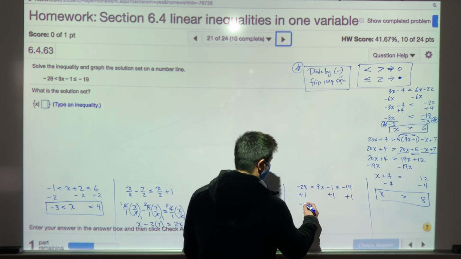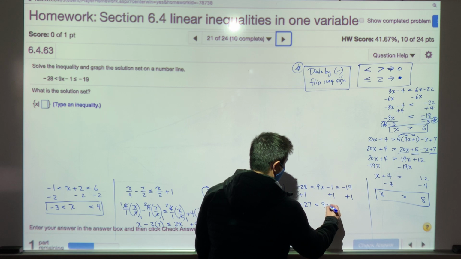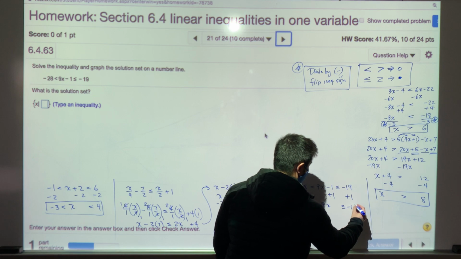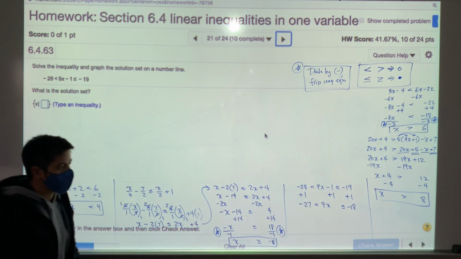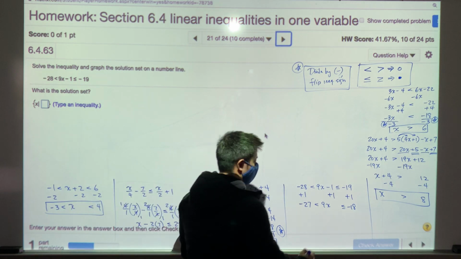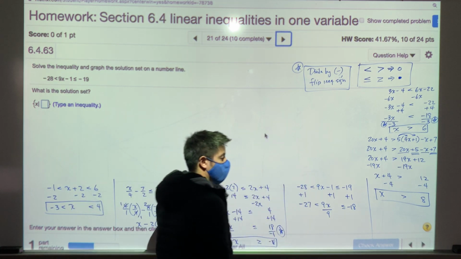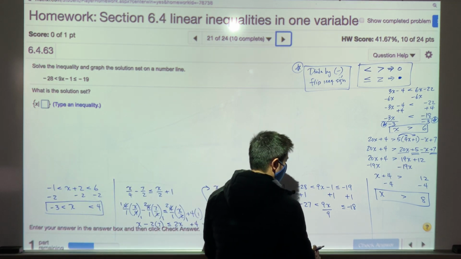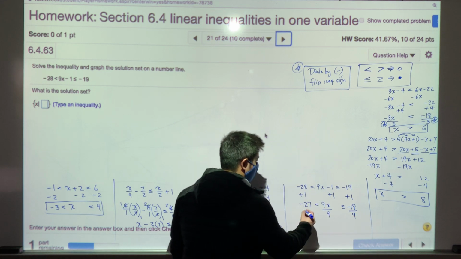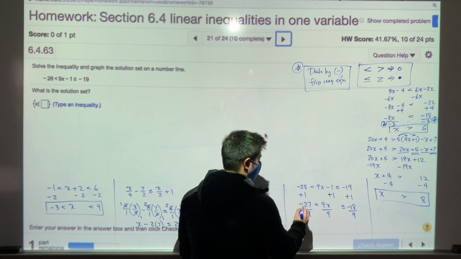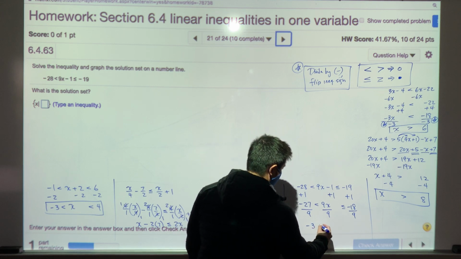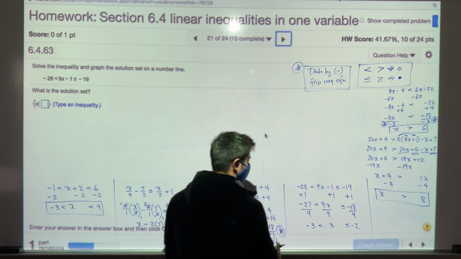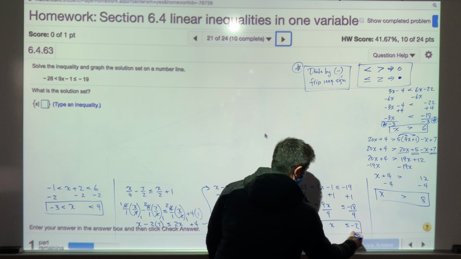Negative 28 plus 1 is negative 27. Now the negative 1 is gone from the middle. Negative 19 plus 1 is negative 18. Very good. Next, I'm going to divide everything because I don't want that 9 in the middle. I want that x to get all by itself. I'm going to divide that by 9, and that by 9, and that by 9. Negative 27 divided by 9 is negative 3, which is less than x, which is less than or equal to negative 2. And now that's the answer.